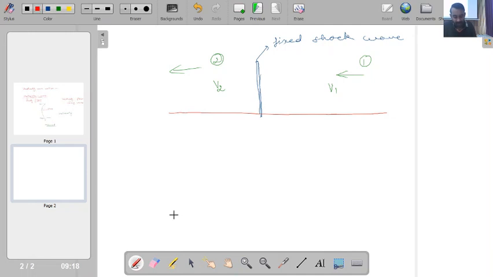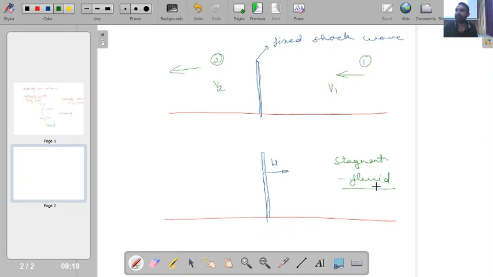The second situation, as I told you, that we can have is a shock wave that is not fixed. Say this shock wave is moving with a certain velocity w towards the right, and on the right side we have stagnant fluid. When the shock wave is moving, say this is at some time t1, then after some time delta t, at another time t2, this wave will be somewhere over here.